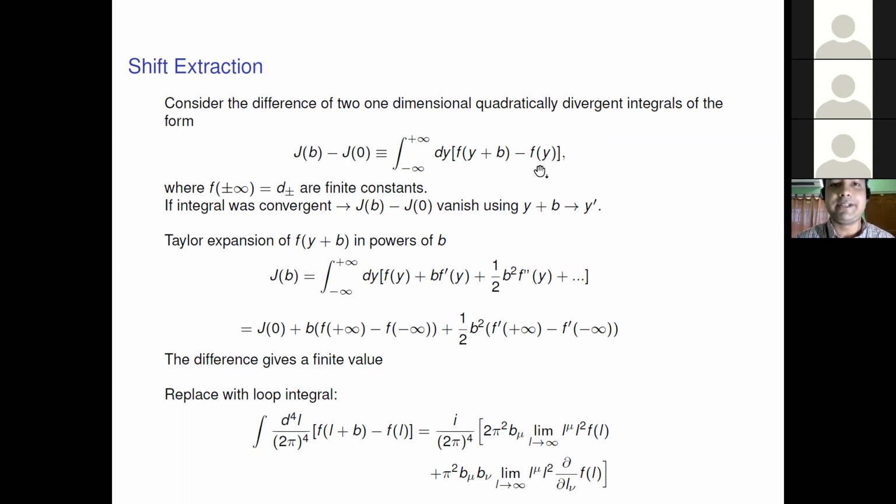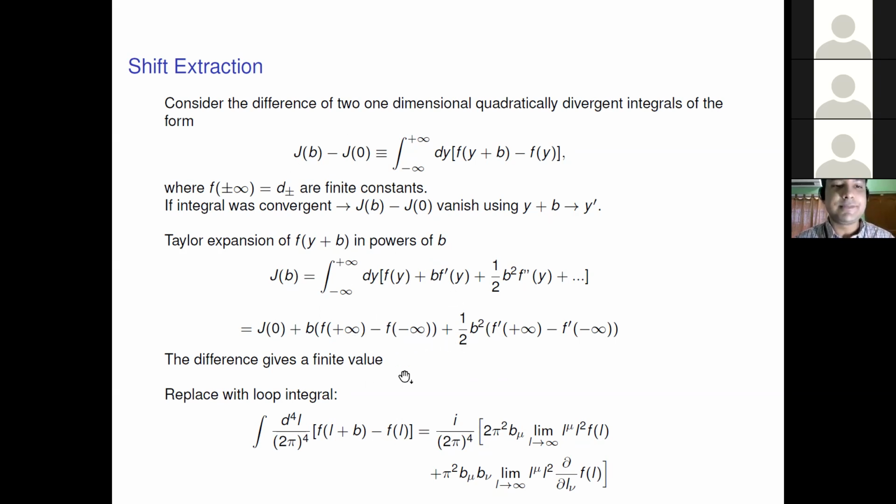one-dimensional quadratically divergent integrals. If the integral was convergent, then we can use the change of variables, and the difference between these two quadratically divergent integrals would vanish, right? I mean, the difference would vanish. But because it is not convergent, it is divergent, we first Taylor expand this f(y plus b) in powers of b, and then we get a finite result for this difference. So J_b minus J_0 is given by this quantity, where f(plus infinity) minus f(minus infinity) is finite. These are finite constants.